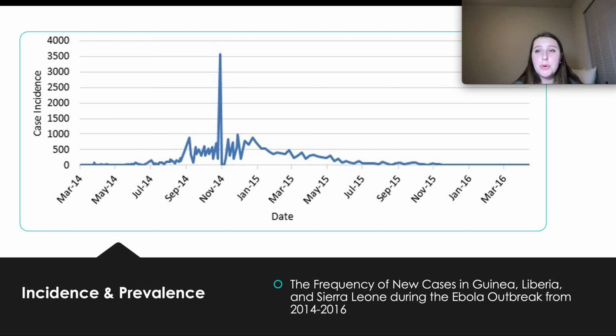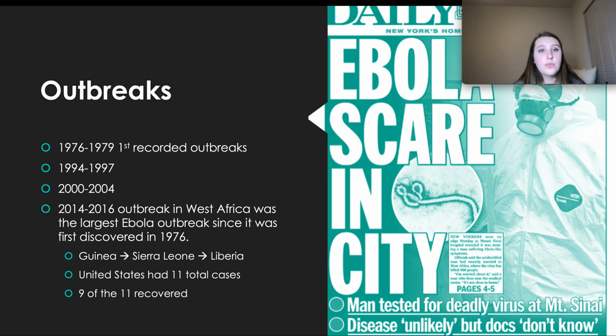And most of these people who were infected were in these 3 countries, but also in this outbreak specifically, a lot of foreign aid workers and healthcare workers contracted the disease. So the 2014 to 2016 outbreak in West Africa was the largest Ebola outbreak since it was first discovered in 1976.